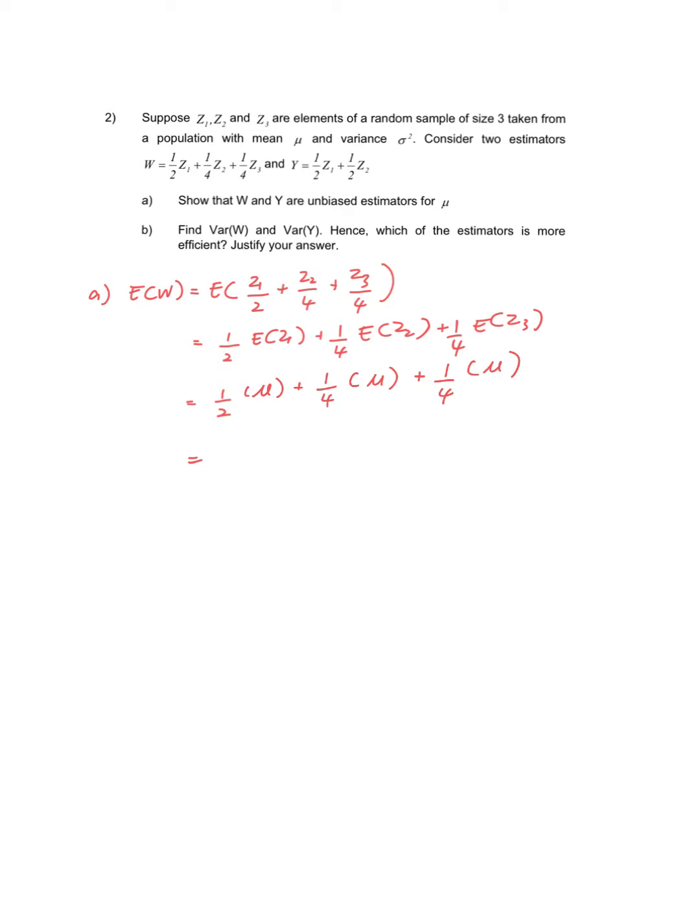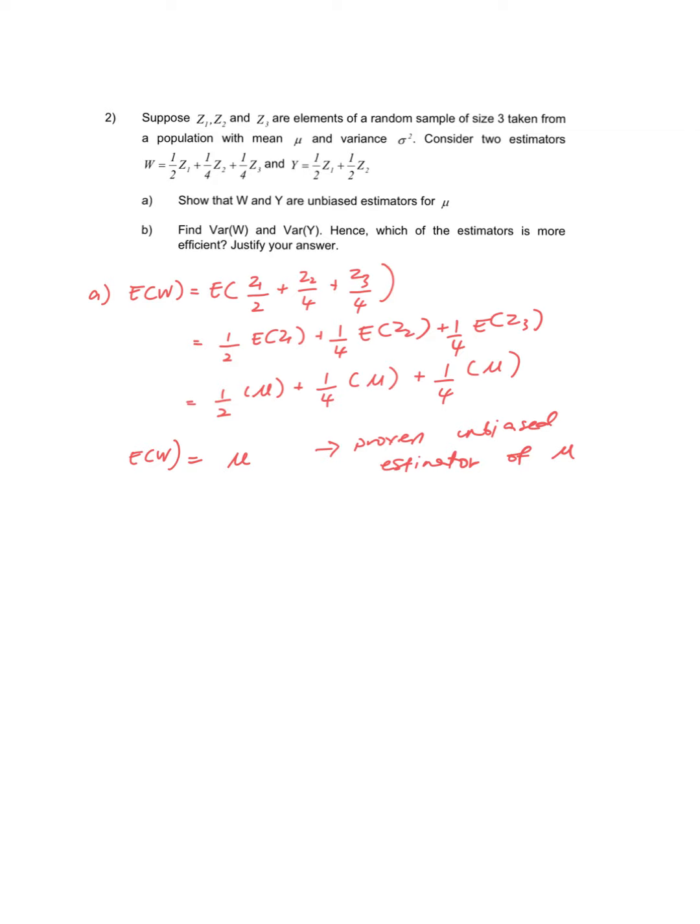Kita akan jadi 1/4 tambah 1/4 2/4 1/2 1/2. So kita akan dapat finally mu. So kita dah prove kan EW sama dengan mu. So proven lah dia adalah W is unbiased estimator of mu. Proven that W, okay, is unbiased estimator of mu.